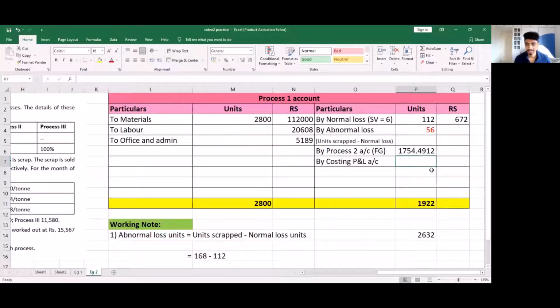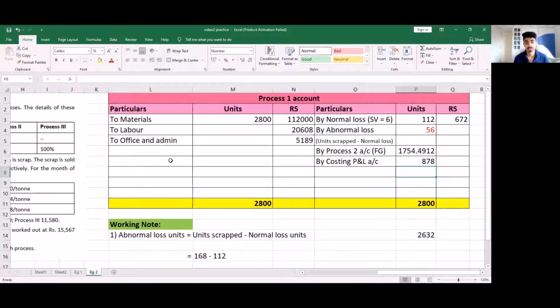And for costing and P&L will be the remaining. I can either calculate 33.33% of 2632, but in this case, I'm just going to take the difference. So that will be equal to 2800 minus this value 1922. So this is the same as 33.33% of 2632. So now that we have all the units, we can calculate the cost per unit.